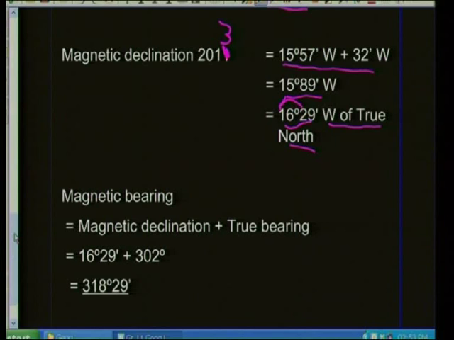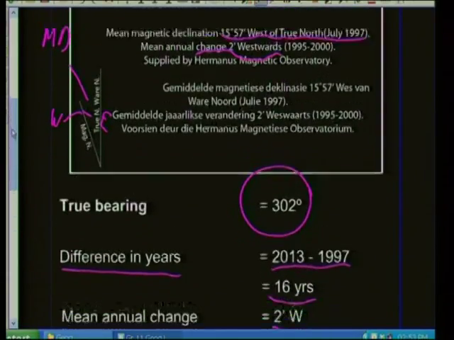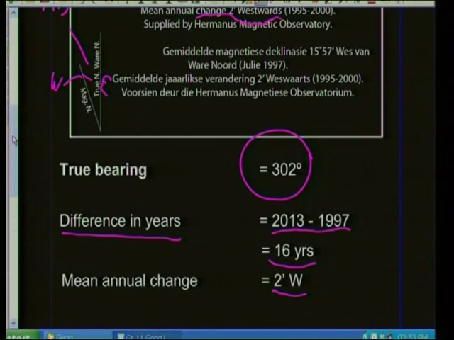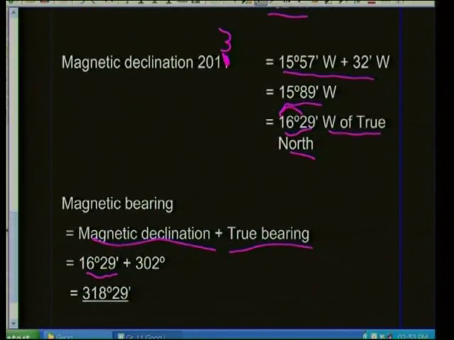Now we're ready for magnetic bearing, because magnetic bearing is magnetic declination plus true bearing. Here you don't have to reflect west of true north, because you're finding magnetic bearing now. Originally, it was 302 degrees for true bearing, and the magnetic declination was 16 degrees, 29 minutes. You add them both, and you get an answer of 318 degrees, 29 minutes.